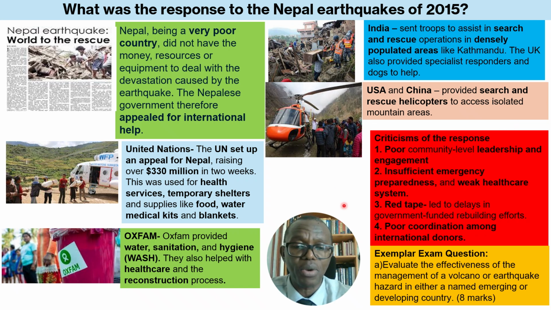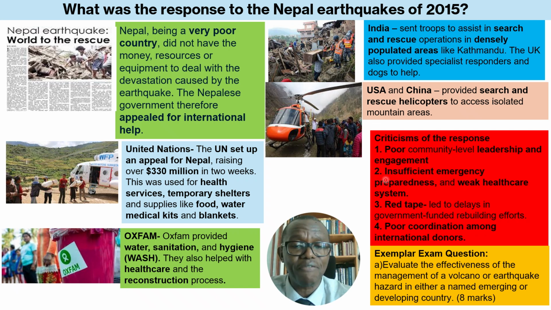Okay, so there are some criticisms of the response here that I have put down, because these again can also be used in an 8-mark question when you are debating your points. And the first one is that there was poor community level leadership and engagement. So this is on the part of the Nepalese government. So community leadership, obviously at the community level, they were poorly organized, and then they were not as engaged in the process of trying to get the situation resolved, so to speak.